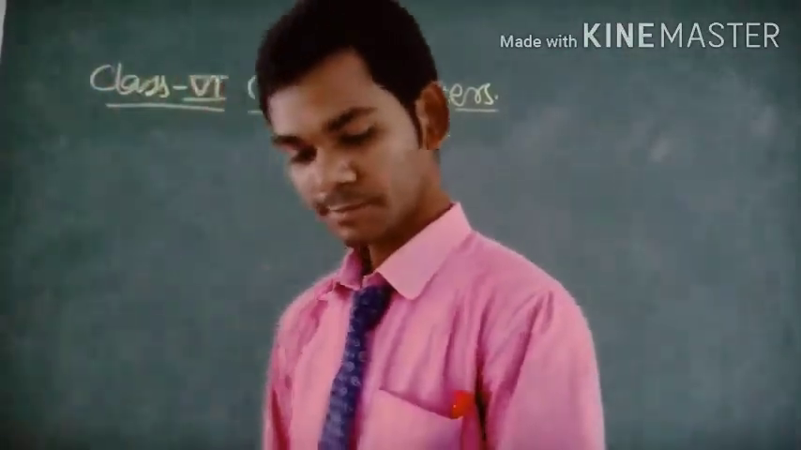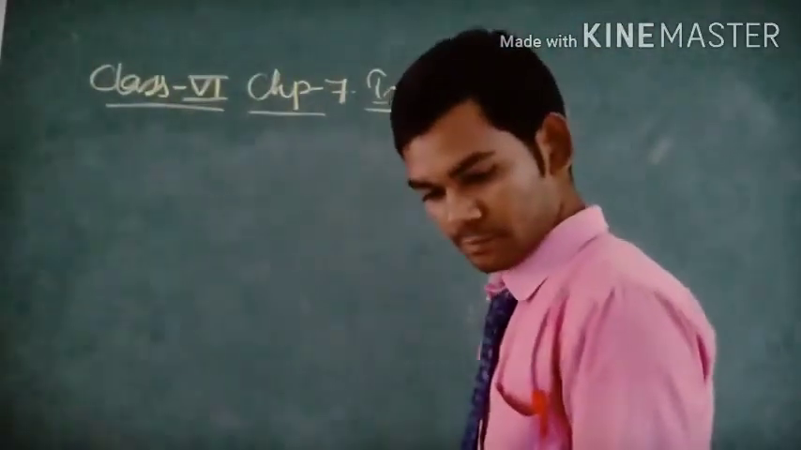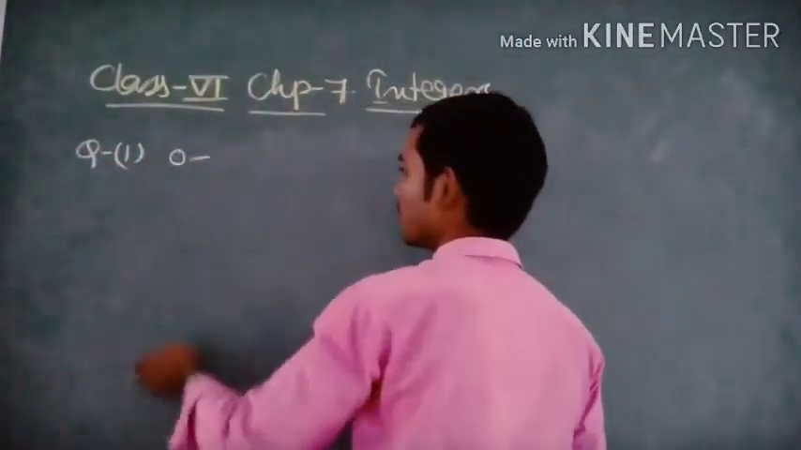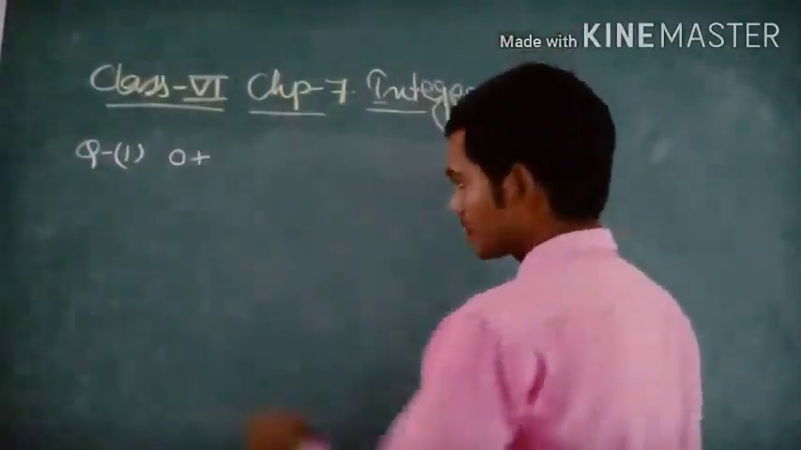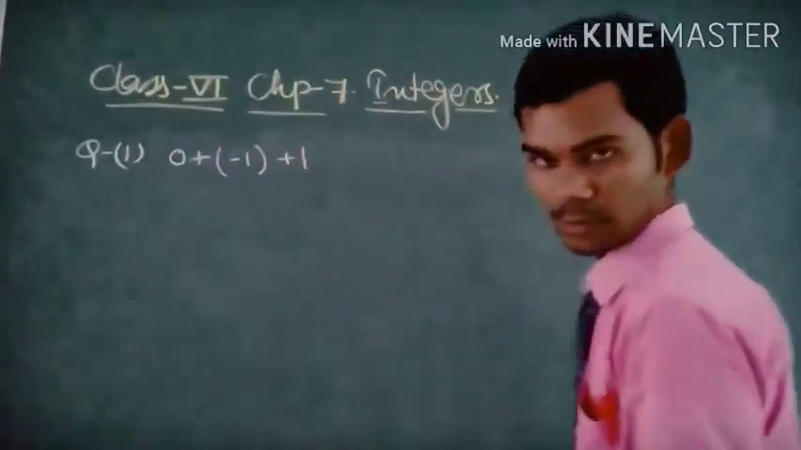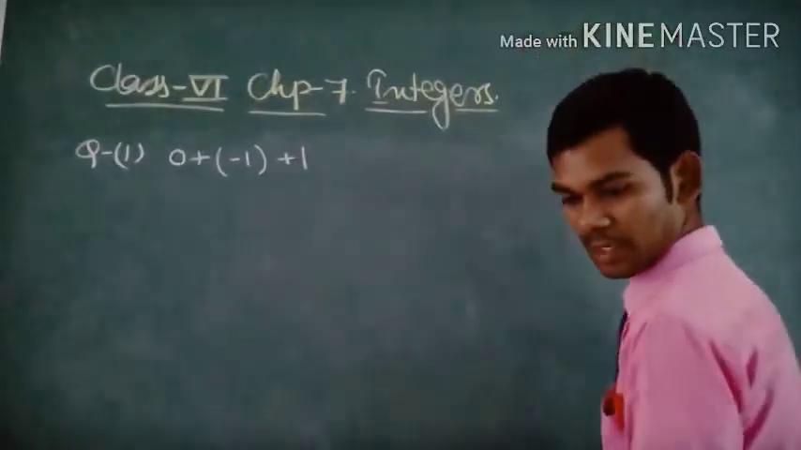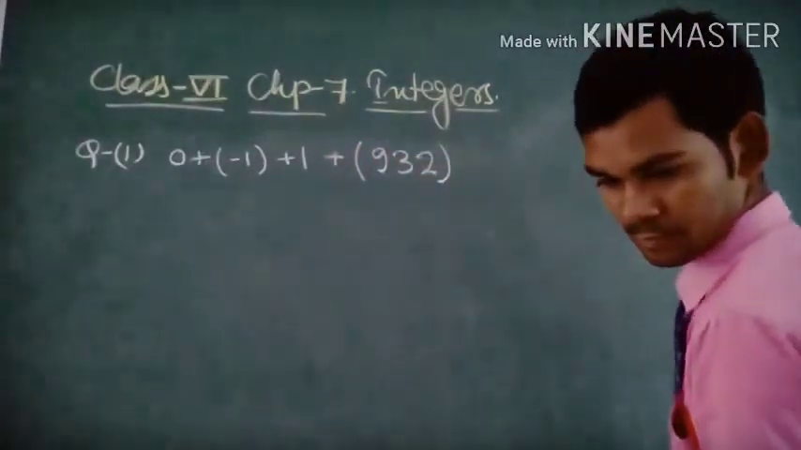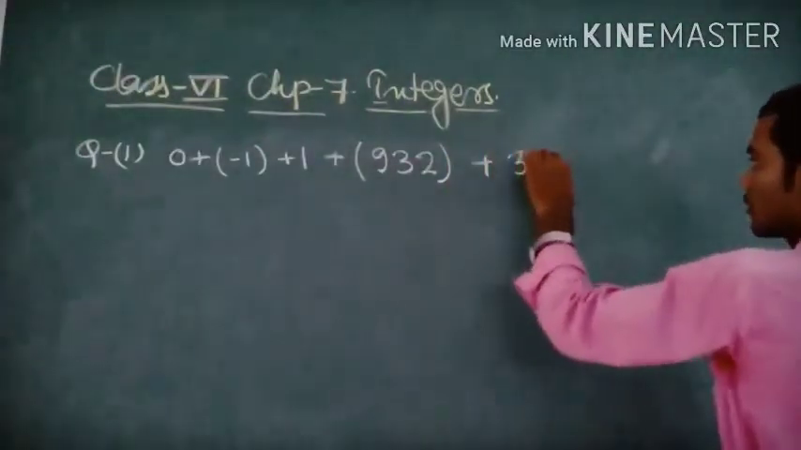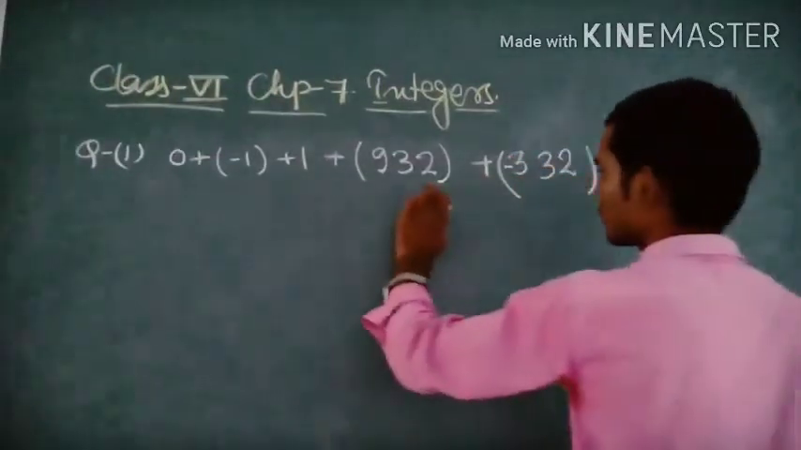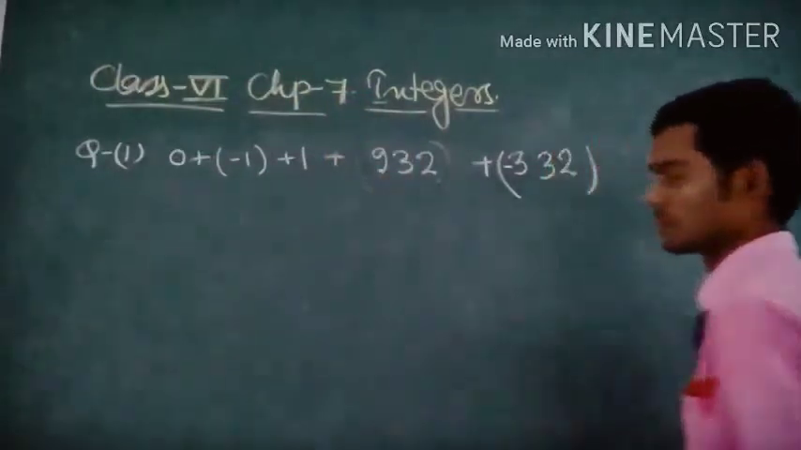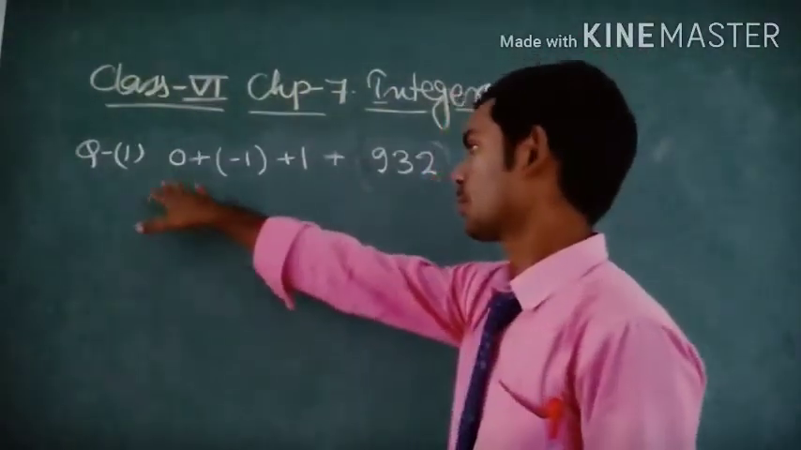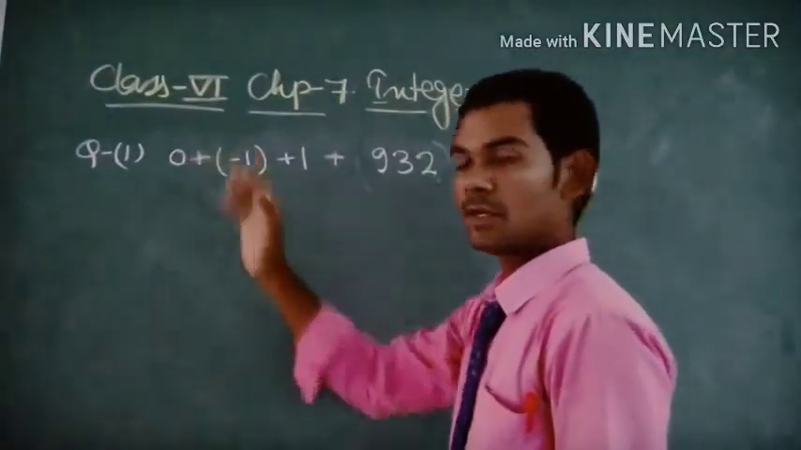And here is the first question: 0 plus minus 1 plus 1 plus 932 plus minus 332. Okay students, this is the question, and we have to find its solution. So let's start. There is a zero integer given. The most important thing here is that we do not need the zero, so we can leave it.